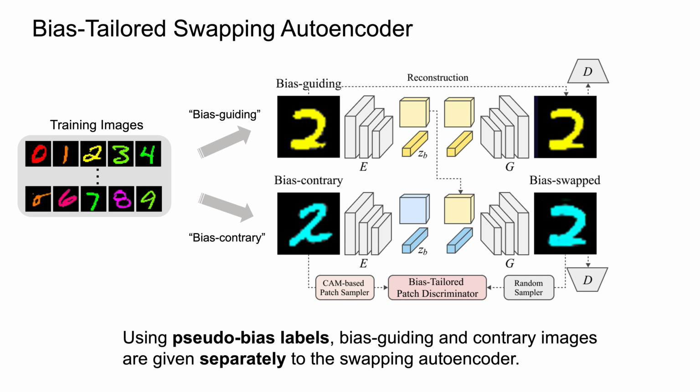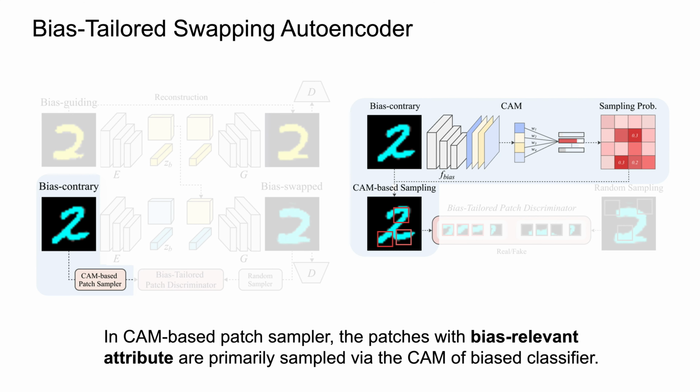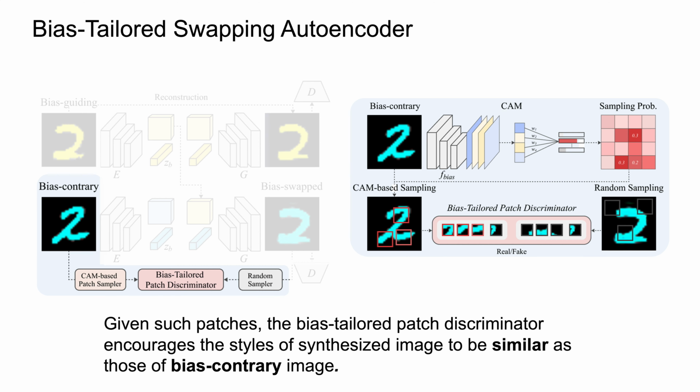We first provide the bias-guiding and contrary images separately to each encoder branch using pseudo-bias labels. At the same time, in our proposed CAM-based patch sampler, we integrate the class activation map of the bias classifier into the style sampling module, which enables us to primarily sample the bias-relevant regions during image translation.